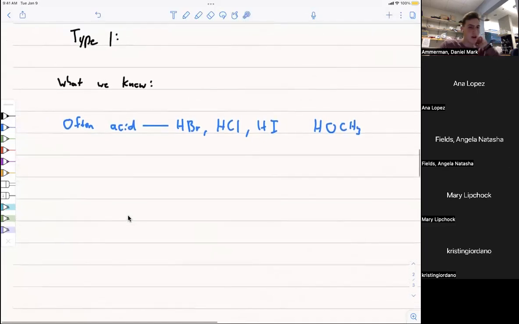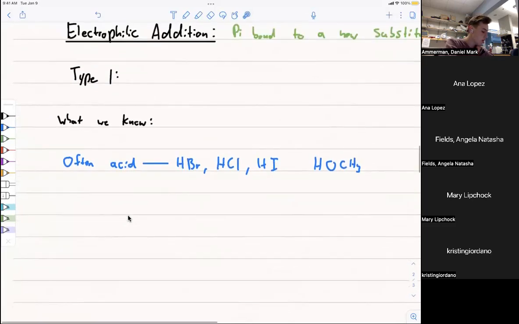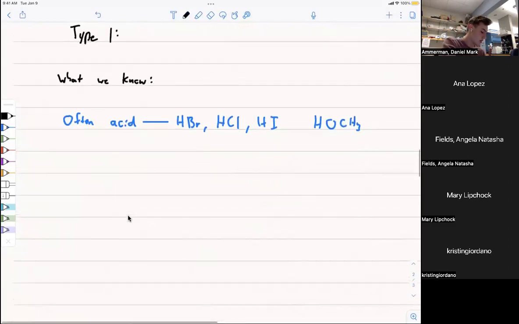If you're trying to find example problems of what type 1 is, there's a few things. These ones are called hydrohalogenation. So if you want to find example problems online, that's what you should look up, hydrohalogenation. And then we'll go through other ones as we get to them. So this is our nucleophile.